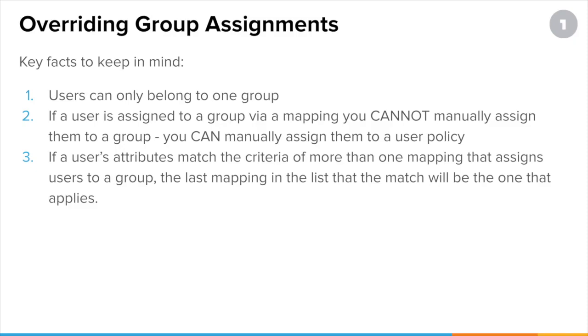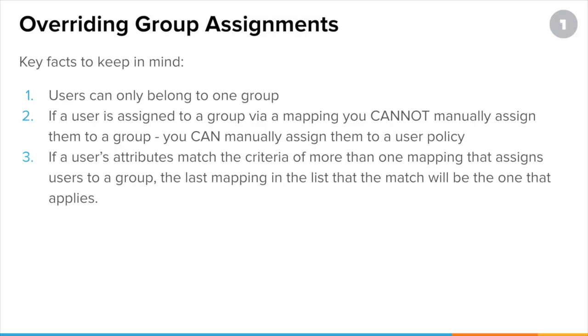Also, if users' attributes match more than one mapping, that is going to assign them to a group. Whichever mapping fires off last, there's an order to those mappings and you can change the order. But whichever one fires off last, i.e. towards the bottom of the list, that one's going to win. So that's going to be the group that that particular user gets assigned to.